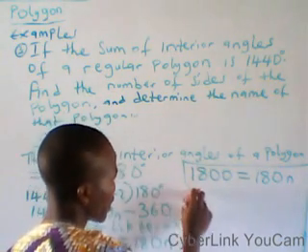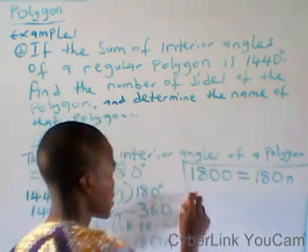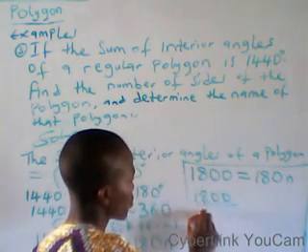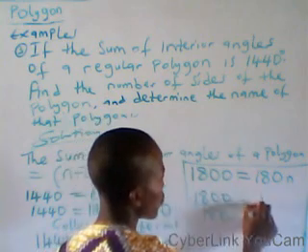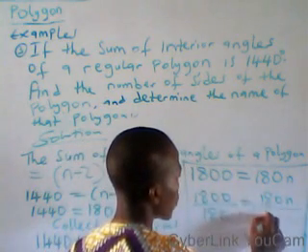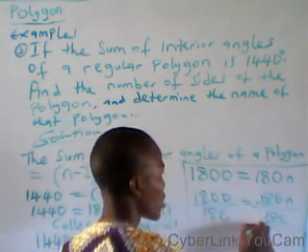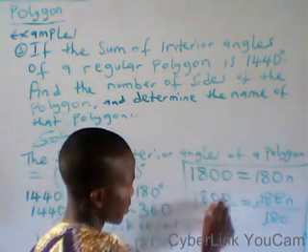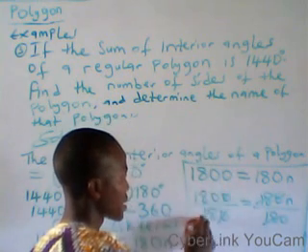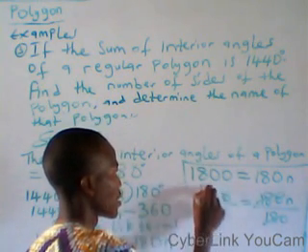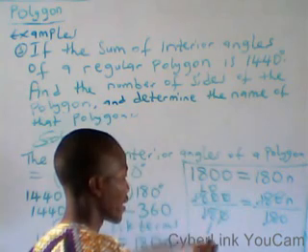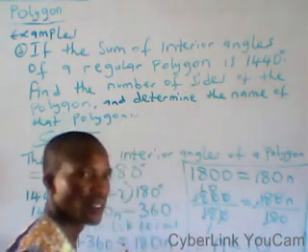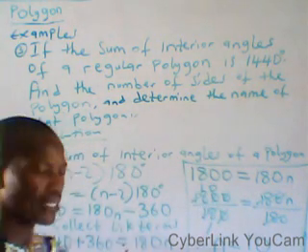Then from here we now divide both sides by 180. If you divide both sides by 180, we are going to have 1800 over 180 is equal to 180n over 180. This will now cancel this. Here, 0 will cancel the 0. 18 here 1, 18 here 1, and then this is 0. Therefore, n is equal to 10. n is equal to 10.